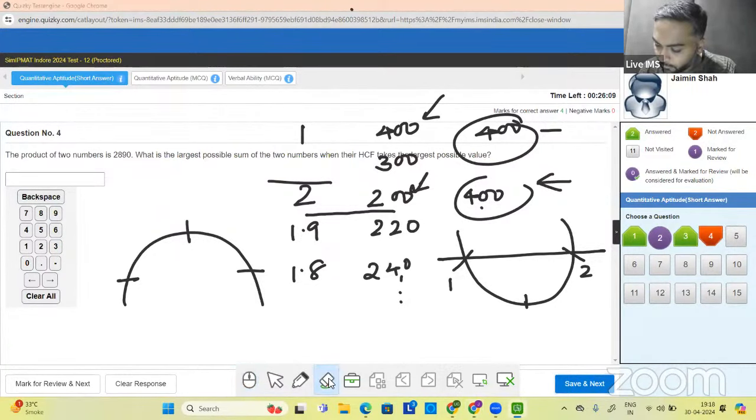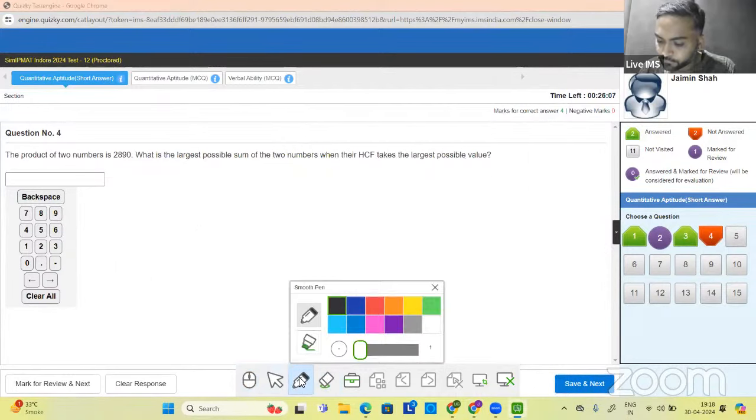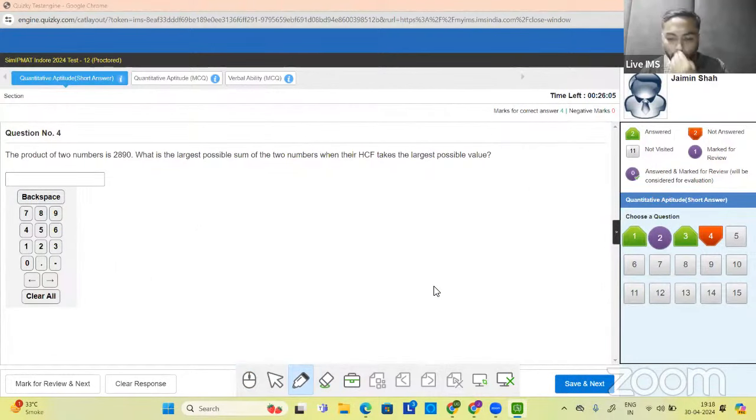Okay, fine. The product of two numbers is 2890. What is the largest possible sum of two numbers when their HCF takes the largest possible value? HCF takes the largest possible value 289. 289 तो 17 का square है. So 17 square into 10 basically.